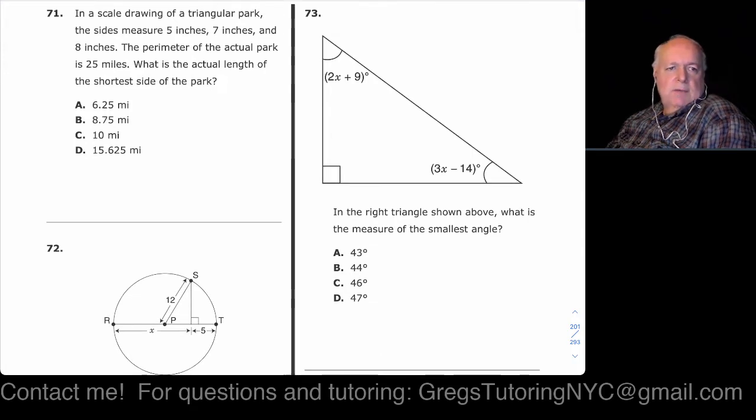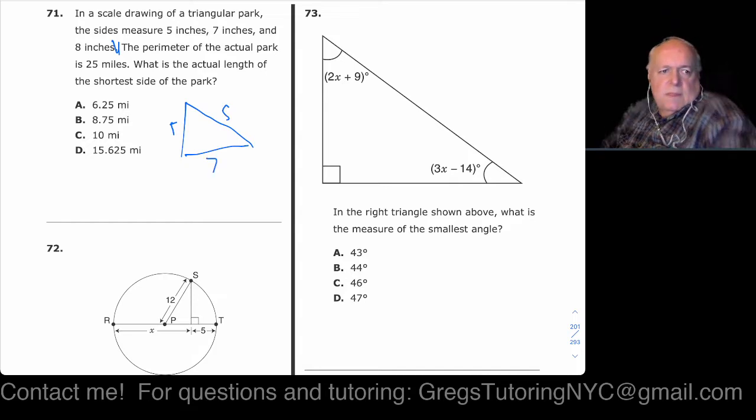In a scale drawing of a triangular park, the sides measure 5 inches, 7 inches, and 8 inches. So let's do a triangle. It's not necessarily a right triangle, even though what I'm drawing probably looks like that. So it's telling us we have 5, 7, and 8 inches. So everything's in inches. No unit conversion so far.